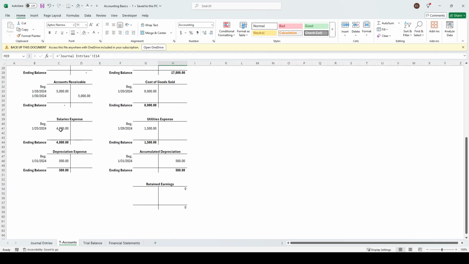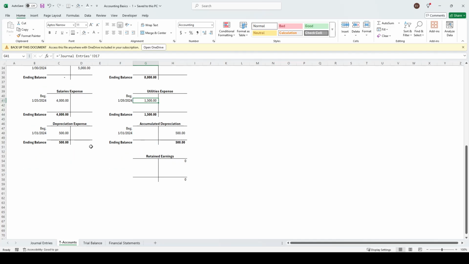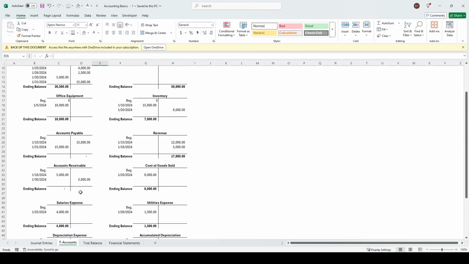Throughout the month, the business had to pay salary expenses in the amount of $4,000, and then also $1,500 for utilities expense. We had a $500 depreciation expense for office equipment, and then we used the contra account, which is accumulated depreciation, to essentially track all the previous depreciation expense. And then lastly, we have an account called retained earnings. Here we're just showing $0. Okay, so that covers our T accounts.